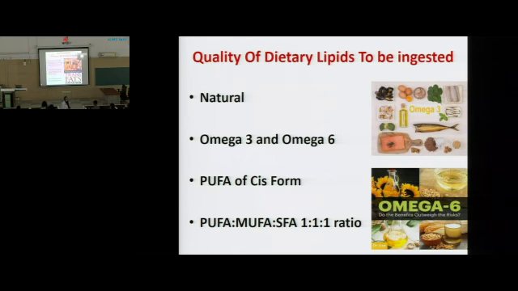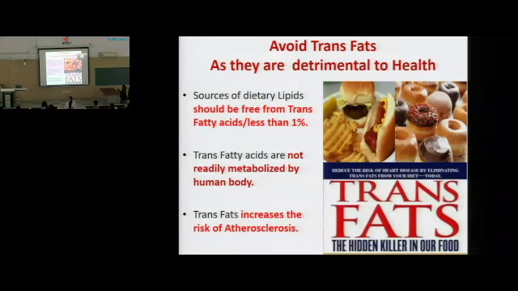Should we avoid trans fat? Yes. We should avoid them because they are not metabolizable, and if eaten, they will remain in our body cells, in the artery, and increase the risk of atherosclerosis.